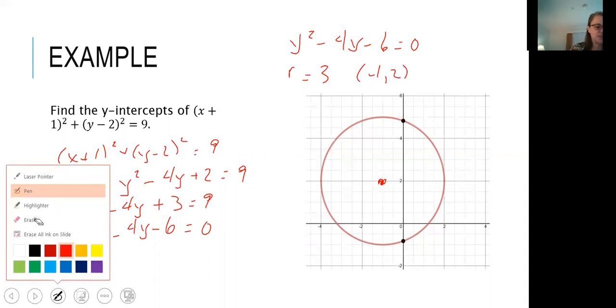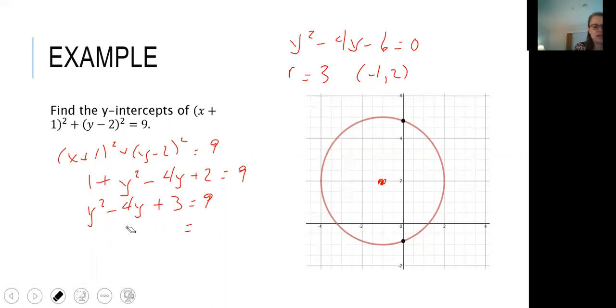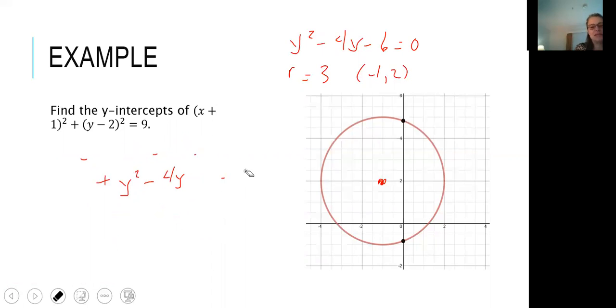Let's erase my scribbling over here. Sorry for the illegibility. Writing with my fingers is my best skill.